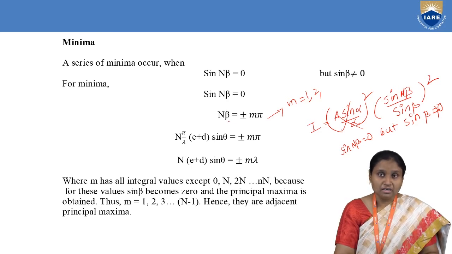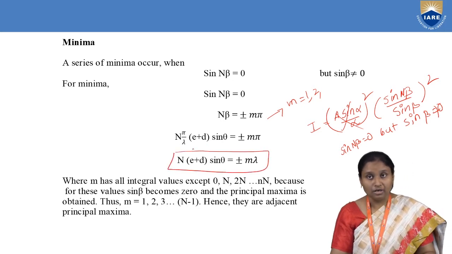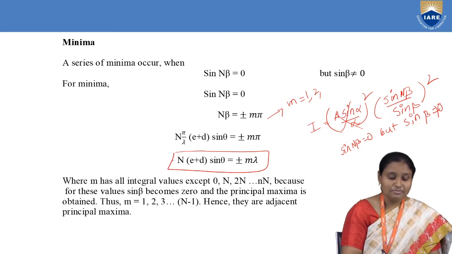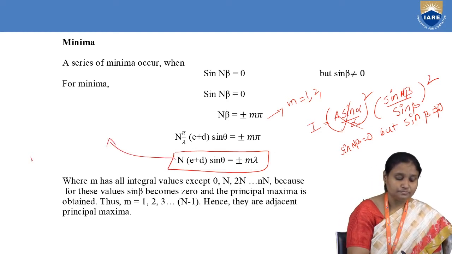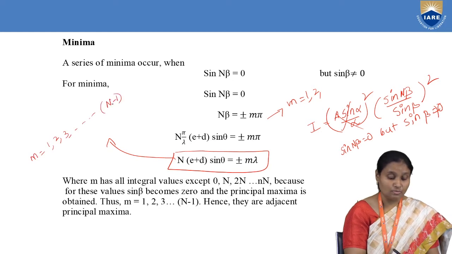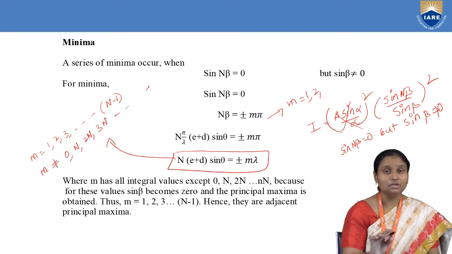We know what is beta. Beta is π/λ (e + d) sin θ. Now I am getting this condition for minima. Now, what are the values taken by m? You will observe that m will start from 1, 2, 3, and so on. It can take values till n minus 1. And m cannot take values 0, n, 2n, 3n and so on.